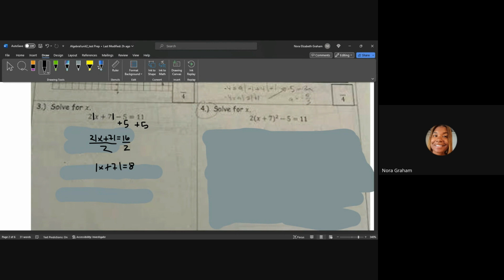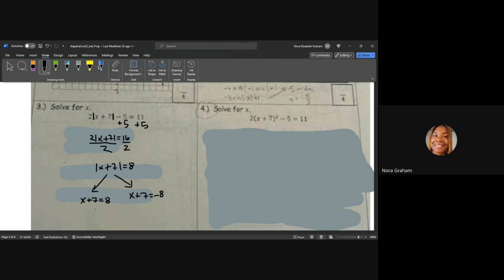Right, now that my grouping symbols are isolated, for absolute value, we have to account for the positive and the negative. So what I'm going to do is set up one equation where I have x plus 7 equals the positive value of 8. And then I'll have another one, x plus 7 equals the negative value of 8. And that's just accounting because absolute values can have a negative or a positive inside.